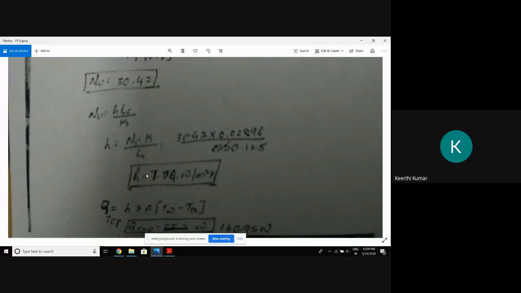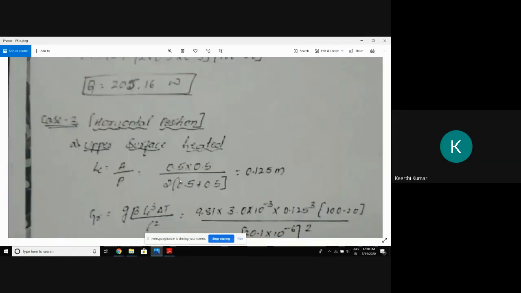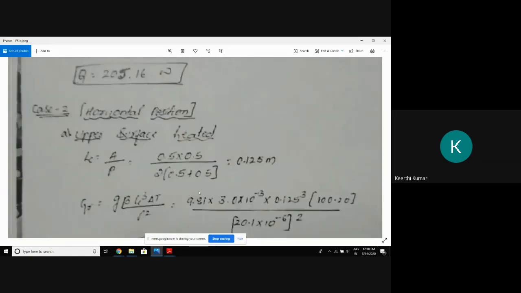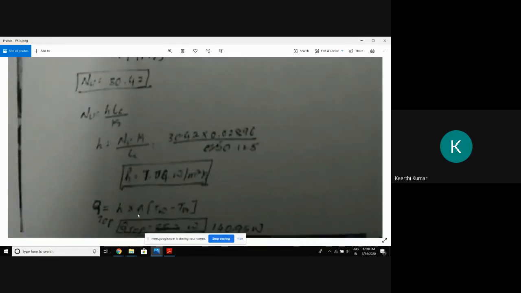Then you substitute that in the same formula here. That is Q for top, H into area into (TW minus T infinity). What is H? H is 7.04. What is the area? Area is 0.5 into 0.5. But in the first case, what did we take? Area was 2 into 0.5 into 0.5. But here, I will not take 2 into 0.5 into 0.5. I will take just 0.5 into 0.5, because only the upper surface I will calculate. So if I take only the upper surface, I got Q as 140.95 watts. All of you please calculate and tell me the values. If there is a mistake, please let me know.